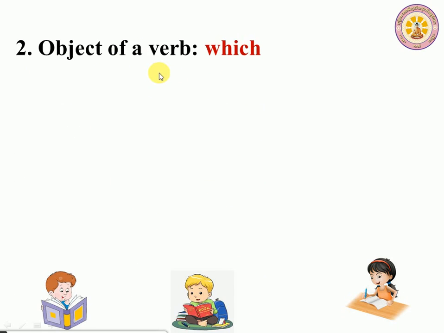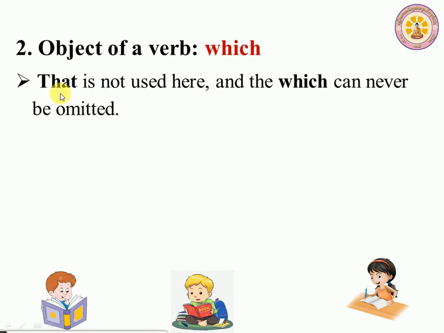Okay, for the object, the relative pronoun used to replace a thing is which. That is not used here, and which can never be omitted. So when the relative pronoun is the object, we cannot erase it. We use only which, we cannot use that.